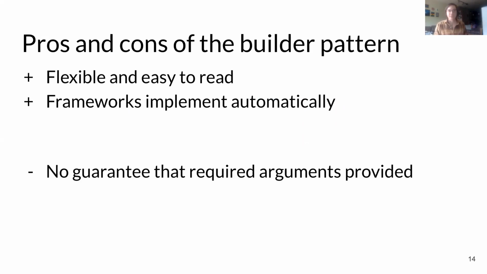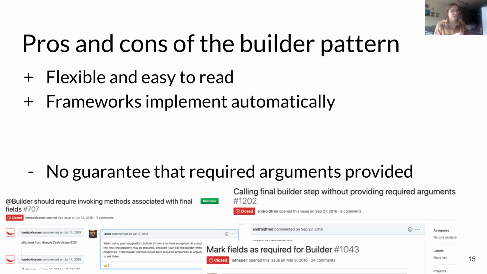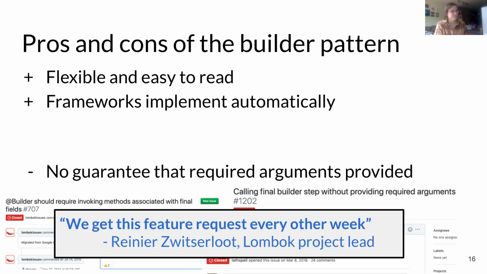There's no guarantee that the required arguments are provided, no compile time guarantee. And this is one of the most requested features for these builder pattern generation libraries. So on the screen are some examples from Lombok, which is one of the builder generation libraries for Java. And in a blog post, the leader of the Lombok project said that they get this feature request, that is compile time detection of required parameters, every other week.